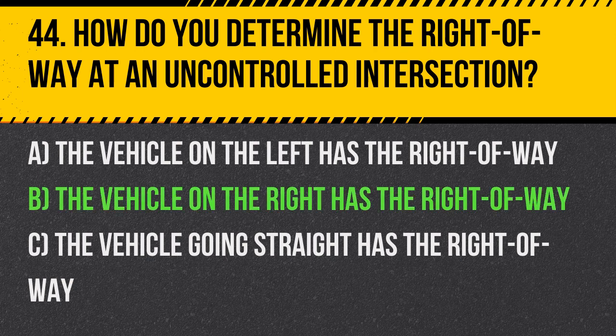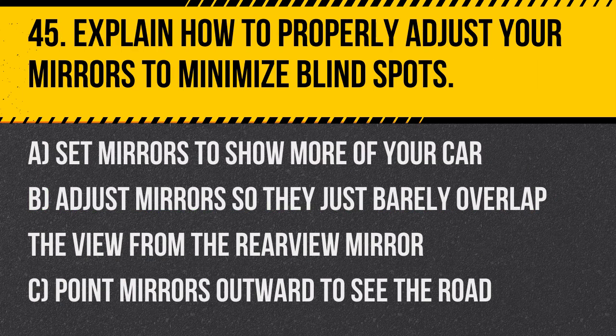Answer B. The vehicle on the right has the right-of-way. When two vehicles arrive simultaneously, the driver on the left must yield to the driver on the right. Question 45. Explain how to properly adjust your mirrors to minimize blind spots.